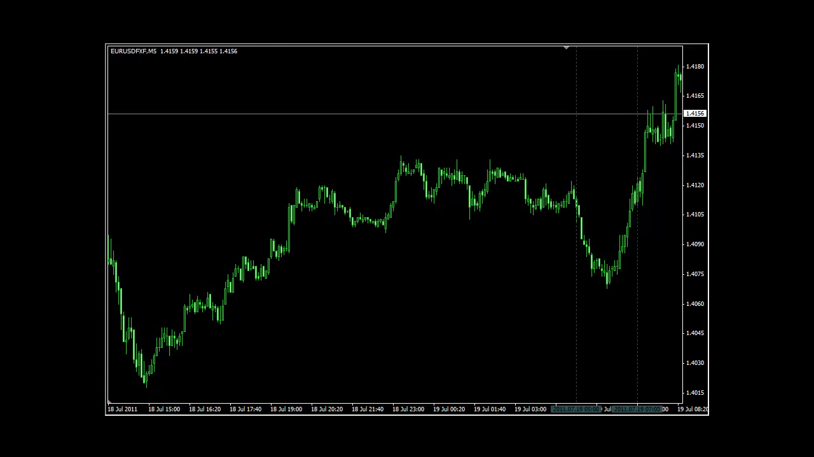We are looking at the fiber chart. This is a 5-minute chart, and we are presently looking at a vertical line. This denotes midnight time in New York. Okay, and here is the low that formed.